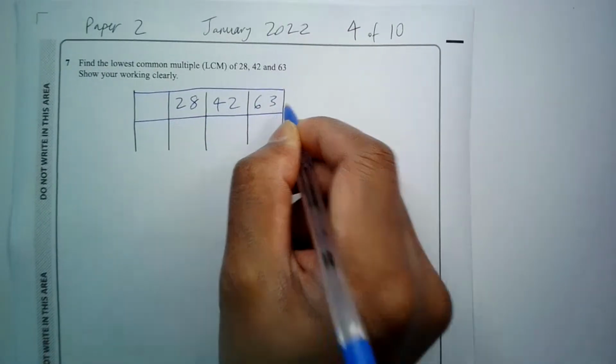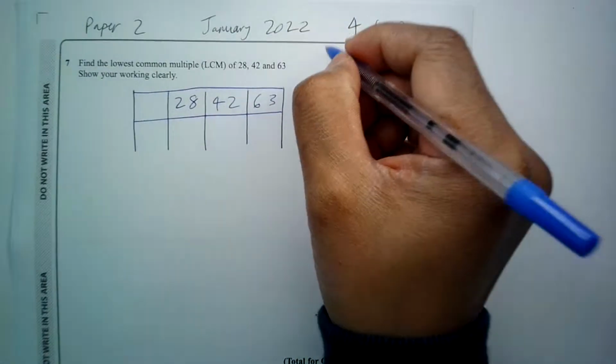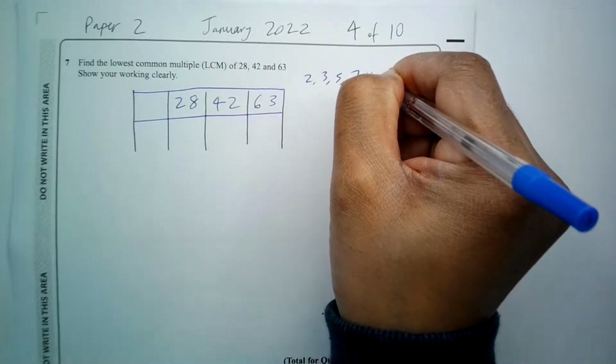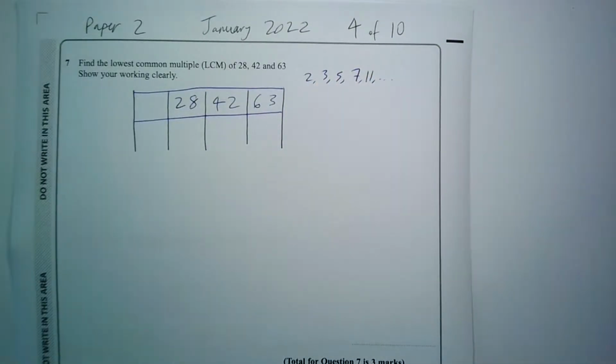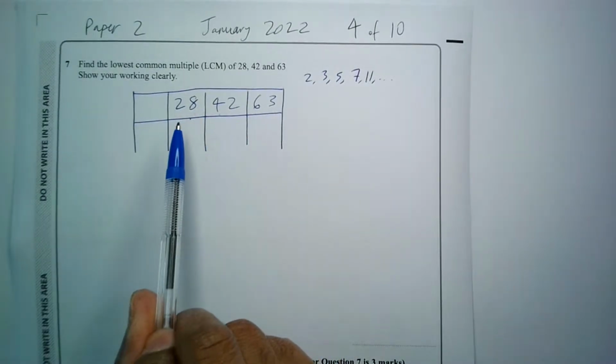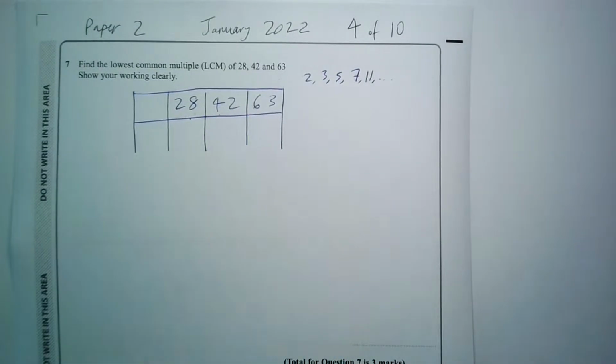All right, similar to before. And also we need to remember our primes. Forgot to write that down. So that's in the back of my mind. All right, so I look at these numbers. What number goes into all 3 of these numbers?